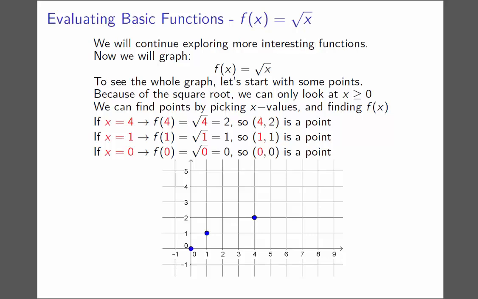And if we continue this process, finding more and more numbers, whose square roots might not be so nice, but still numbers, we get a better picture of what the graph looks like. And once we've taken enough points, we can start to see the curve that's formed. We now have the graph of f of x equals the square root of x.